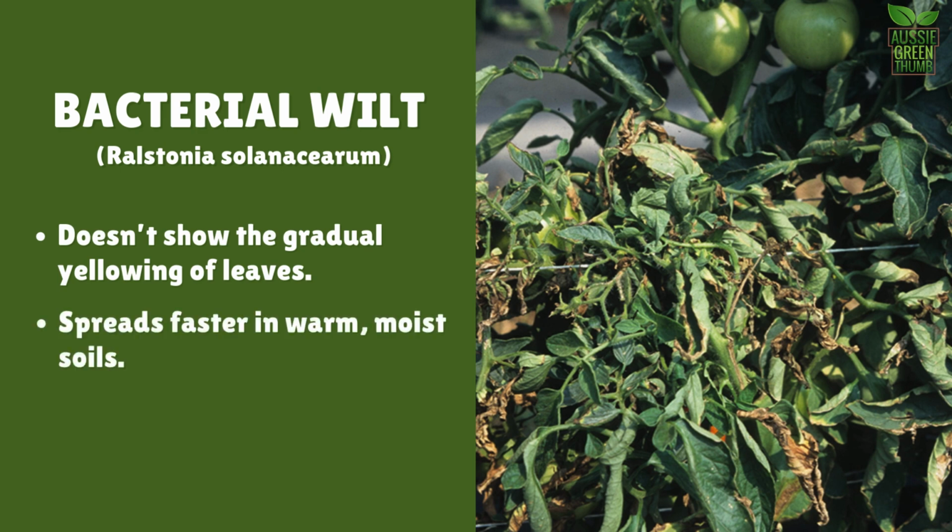Unlike Fusarium and Verticillium wilts, bacterial wilt causes sudden death and doesn't show the gradual yellowing of leaves. Bacterial wilt spreads faster in warm, moist soils. Once a plant is infected, there's no cure, and it can be fatal.